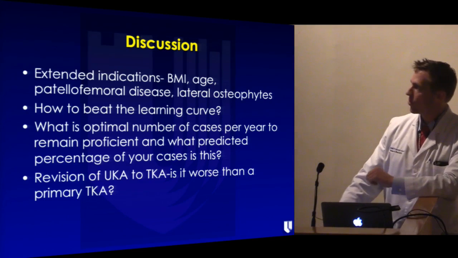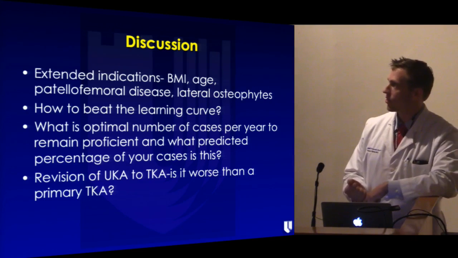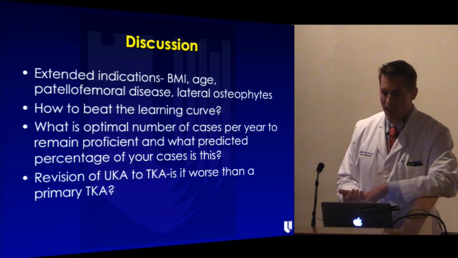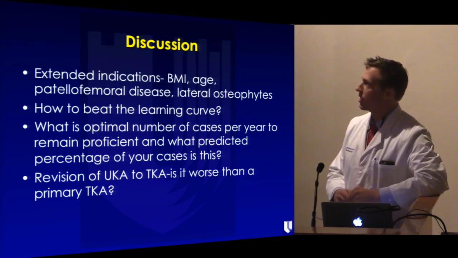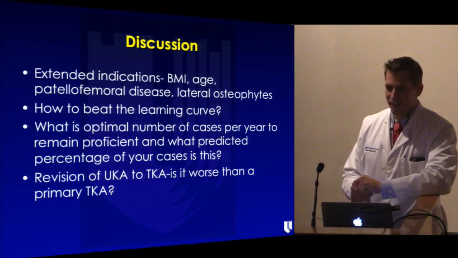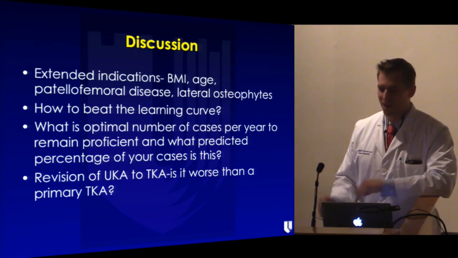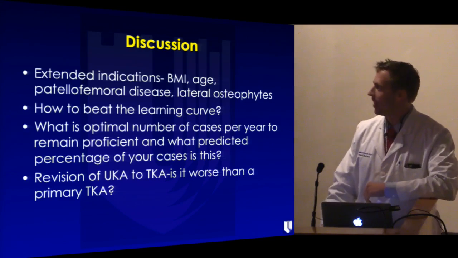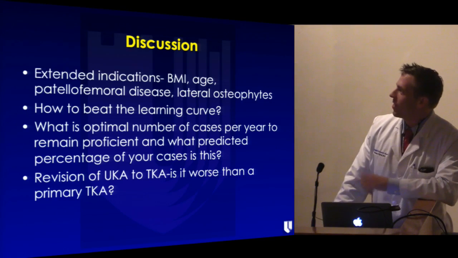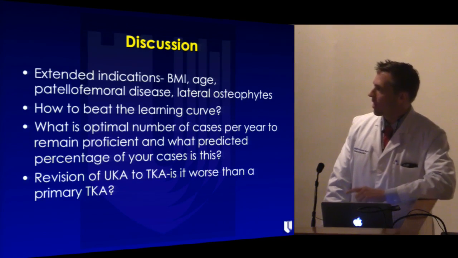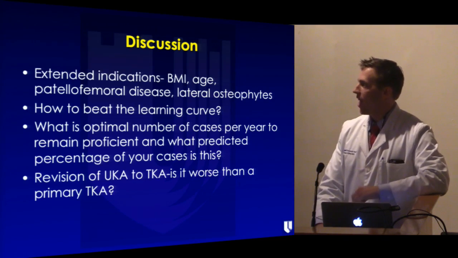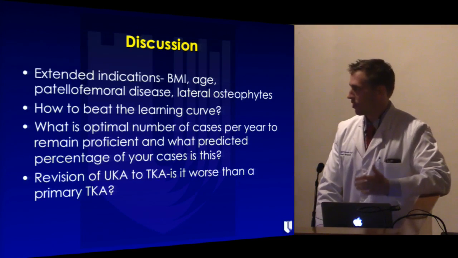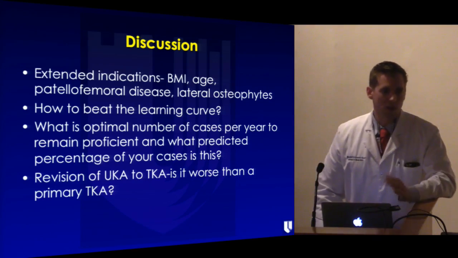Some points that I think are most interesting are obviously discussing those extended indications with BMI and age, as well as the lack of contraindication of patellofemoral disease and lateral osteophytes. And of course, I would love to know how to beat the learning curve, as I'm clearly still in it. And what is the optimal number of cases per year to remain proficient, and what predicted percentage of your cases is this? And also, if we have time, discuss revision of uni to total. Is it worse than a primary?